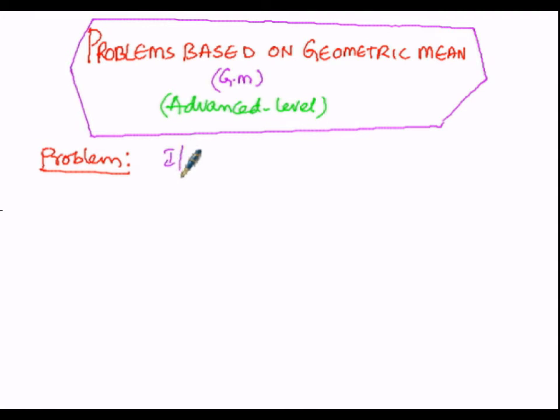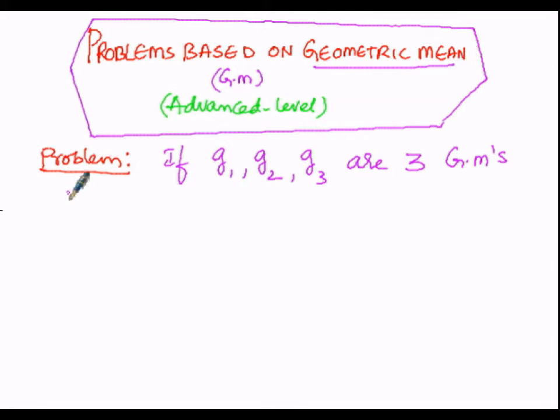Now the problem based upon this GM: if G1, G2, G3 are three geometric means between small m and small n. These are the two terms, and between them the three geometric means are inserted. So this is the given condition. The three geometric means are to be inserted between the two terms m and n.